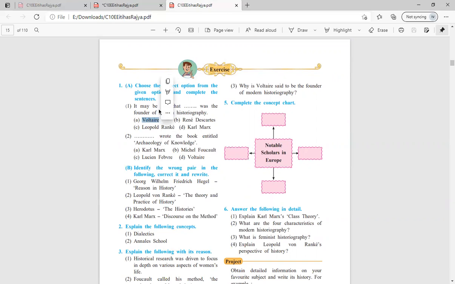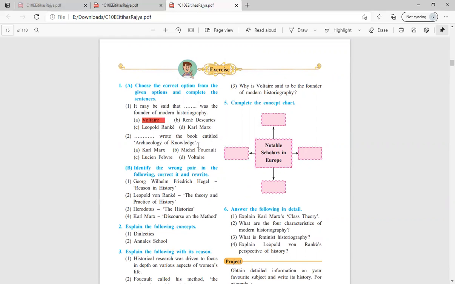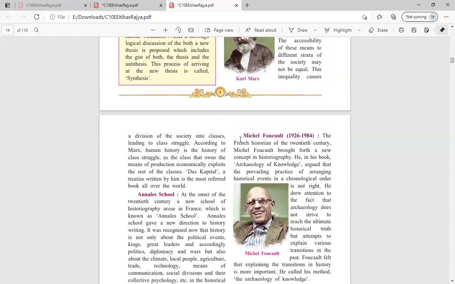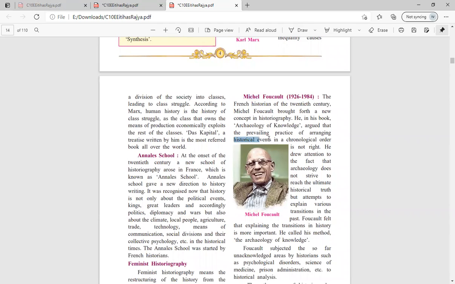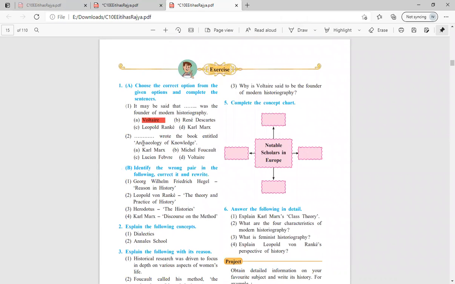Fine. The second one is, let me highlight this so that it becomes easy for you. Yeah. Second is Dash wrote the book entitled Archaeology of Knowledge. तो अभी हम लोग ने ये लास्ट में देखा माइकल फूको, उनका आइडिया थोड़ा अलग था. उनका मानना था that events should not be arranged in chronological order, that there is no such need. And he has written the book Archaeology of Knowledge, and that is why Michael Foucault wrote the book. So Michael Foucault wrote the book Archaeology of Knowledge.